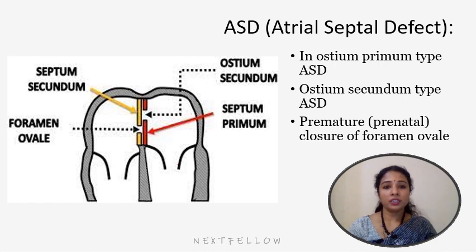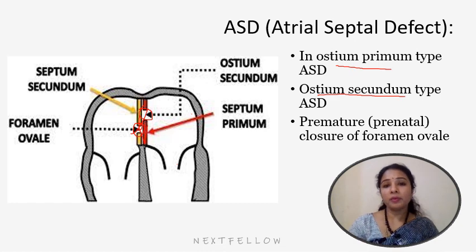So we can see septum secundum, this is one, and this is septum primum; this oblique passage is the foramen ovale. If there is a problem in the yellow colored one, that is septum secundum, ostium secundum. You can see in the red septum there is a breakage, that is ostium primum type.